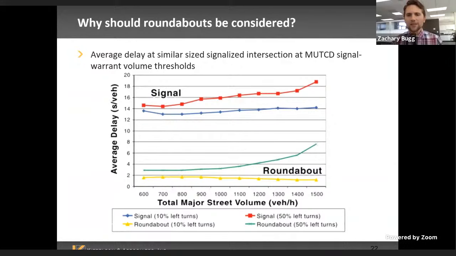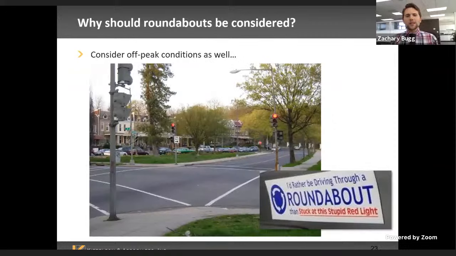As the volume increases, the delay, these two lines at the bottom, are going to start to increase and meet up with the signal, and then eventually have a higher delay than the signal. But if you're looking at stop control, a roundabout is always going to be a higher capacity, lower delay option for those stop controlled approaches. You may want to consider other times of day than just your peak hours.